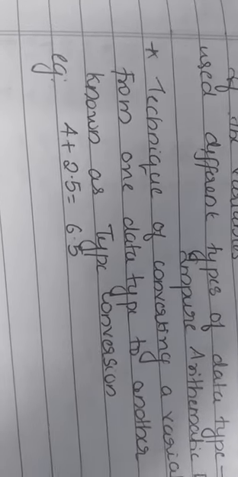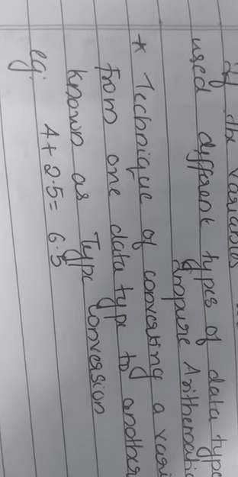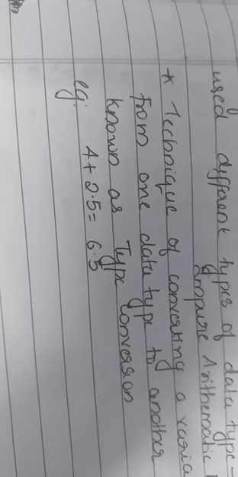Suppose you want to convert a larger data type to a smaller data type. In order to convert that, we require the help of the programmer. That is, we specify the data type inside brackets. That is known as explicit conversion. Clear? So in explicit conversion, we require the help of the programmer. The programmer should intervene in that particular process. Clear? So this is about type conversion.